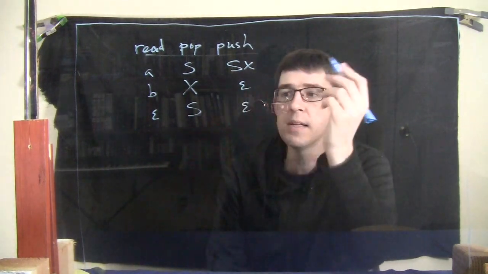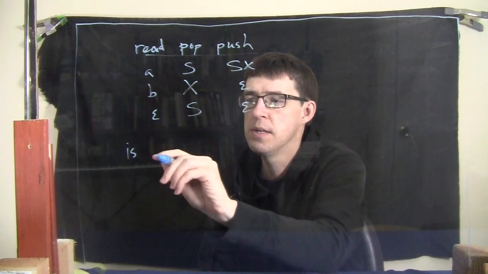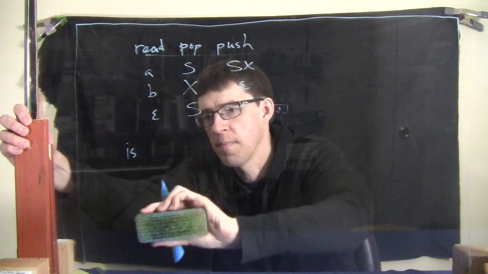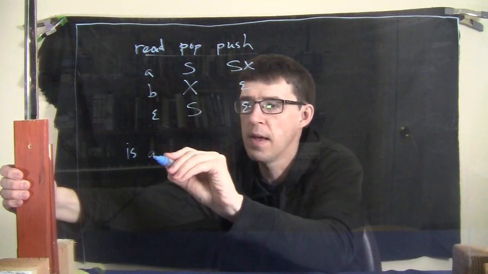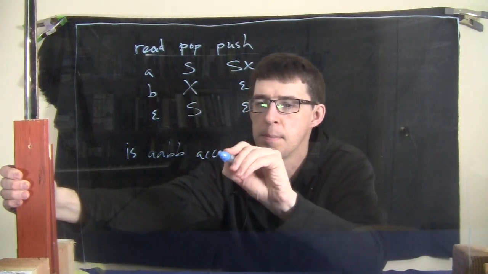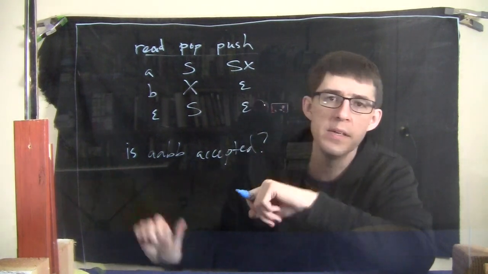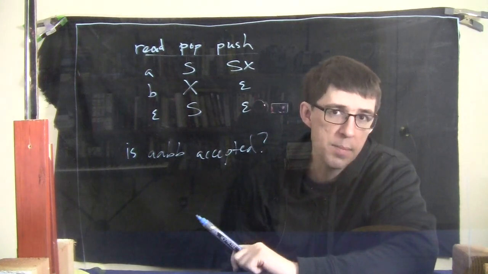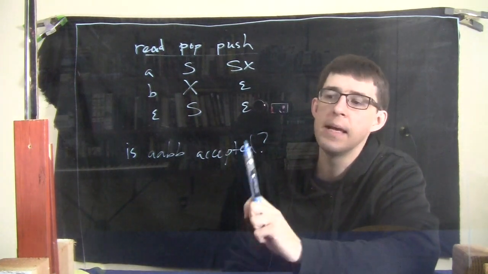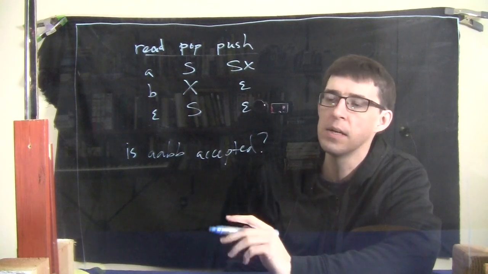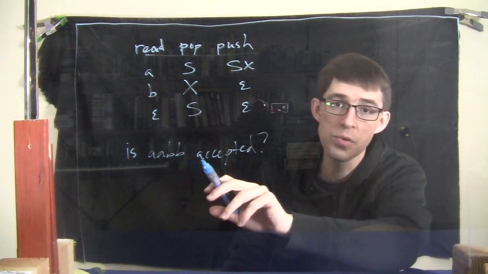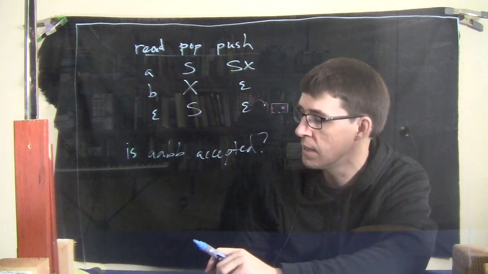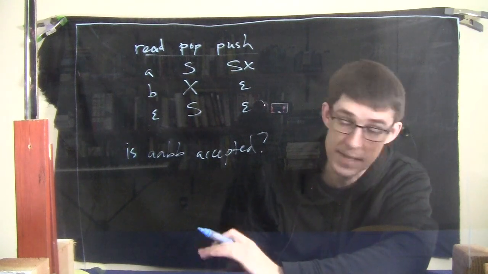And let's just ask ourselves, how about A, A, B, B? Is AABB accepted? Remember what that means is if you begin with the stack having just the S on it, when you start the computation, the stack begins with just S. And when I say, is that accepted, what I mean is, can you start with just S on the stack and read this whole string and end up with an empty stack? So what I want to see is the stack being empty at the end, and that means that it is accepted if the stack can be empty.